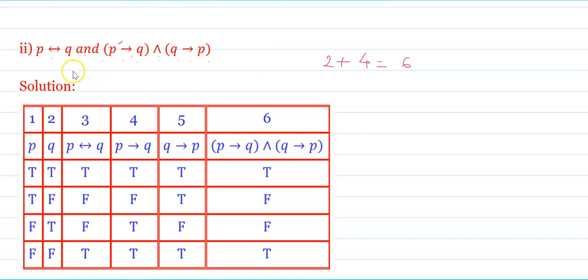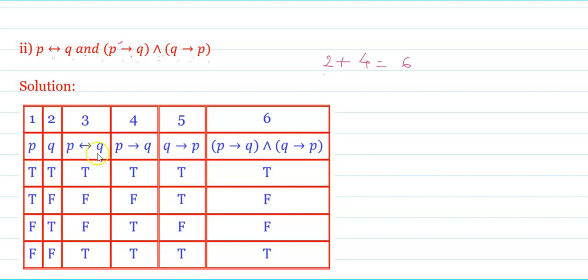Now the next one, the second one: P double implication Q, and P implies Q and Q implies P. These are equivalent. Again, there are two statements. 1, 2, 3, 4, 4 connectives and total is 6. Therefore, the number of columns is 6. First P: double T, double F. Q is TF TF in this way.